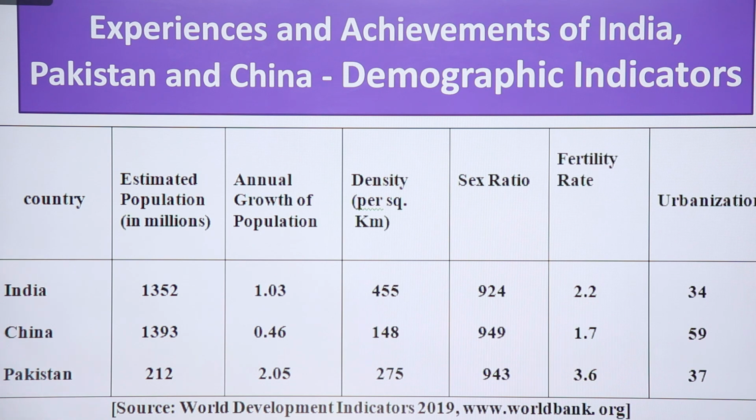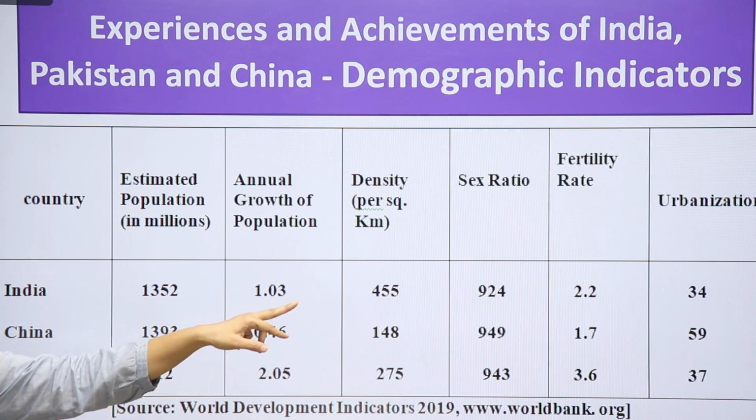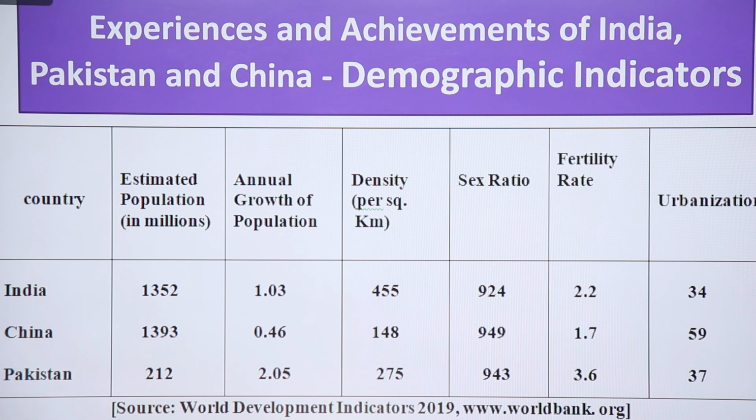The sex ratio is 924 per 1000 males in India. For China it is 949. All of us know what sex ratio is. Sex ratio is the number of females per 1000 males. For example, there are 1000 males in some area or locality. For those 1000 males, how many females, girl children, are there? That is the sex ratio. Here we have the lowest sex ratio in India, and second is Pakistan, and first is China with 949 females for 1000 males. That means China has the best sex ratio among the three nations.